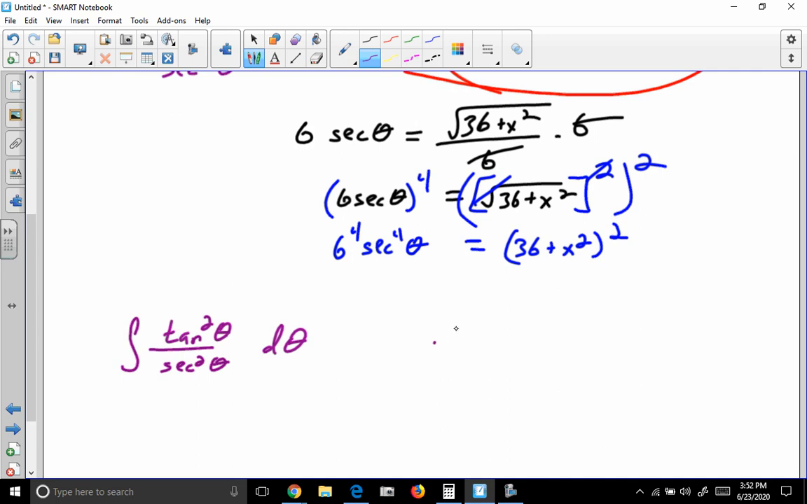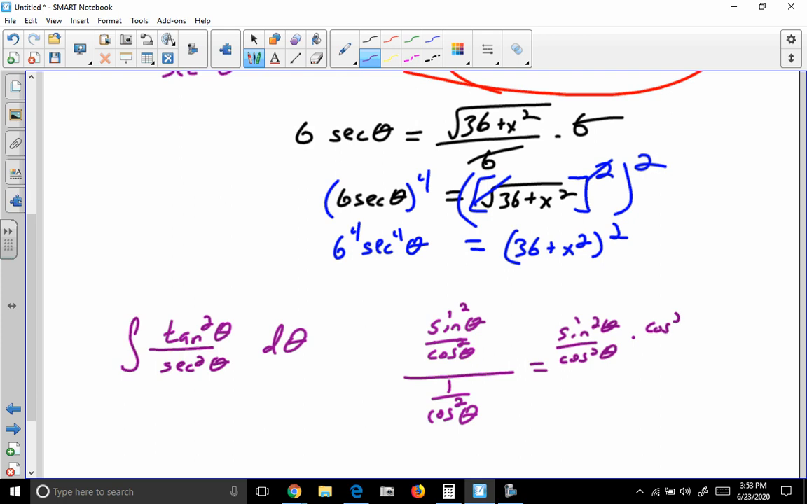Again, there's several ways we could go about it. We could try to change into sines and cosines. Tangent is sine over cosine, so that would be sine squared over cosine squared. Secant is 1 over cosine, so secant squared is 1 over cosine squared. If we're dividing by a fraction, that's the same as multiplying by the reciprocal. So we could call that secant squared over cosine squared times cosine squared over 1. So all of that simplified to sine squared theta d theta.